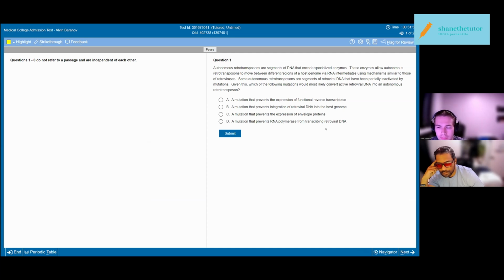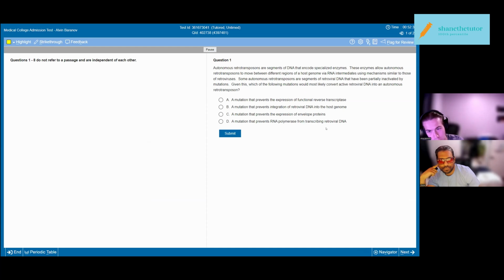Okay, wait, can move. Autonomous move between different regions using. Okay, so autonomous ones literally must use, I guess, reverse transcriptase. Cool, okay. And then they're asking to convert active retroviral DNA into autonomous transposons.